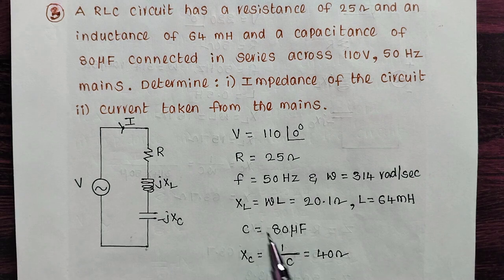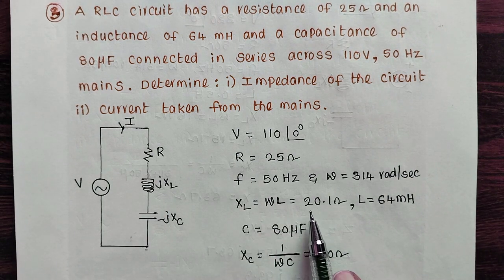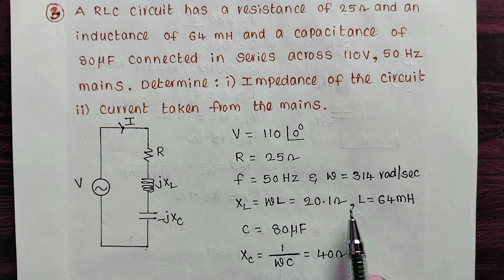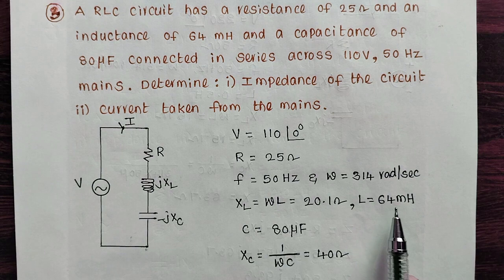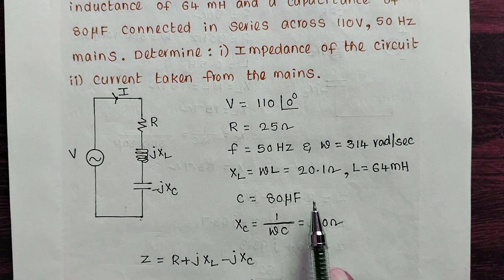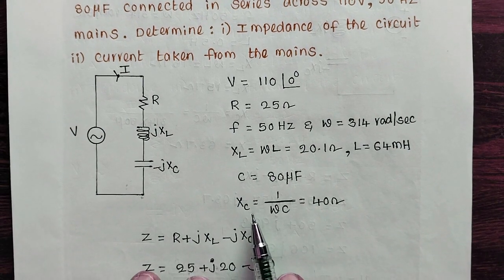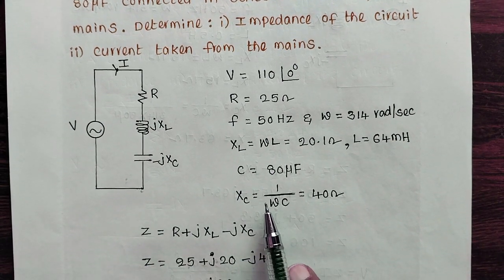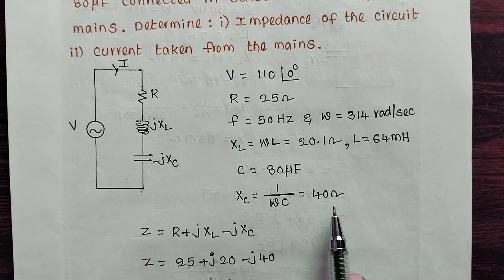So XL, the reactance offered by the inductor, is equal to omega L, which is equal to 20.1 ohms, so close to 20 ohms. L is given in the problem as 64 millihenry. Similarly, for C equal to 80 microfarad, the reactance offered by the capacitor is XC, which is equal to 1 by omega C, which is equal to 40 ohms in this case.